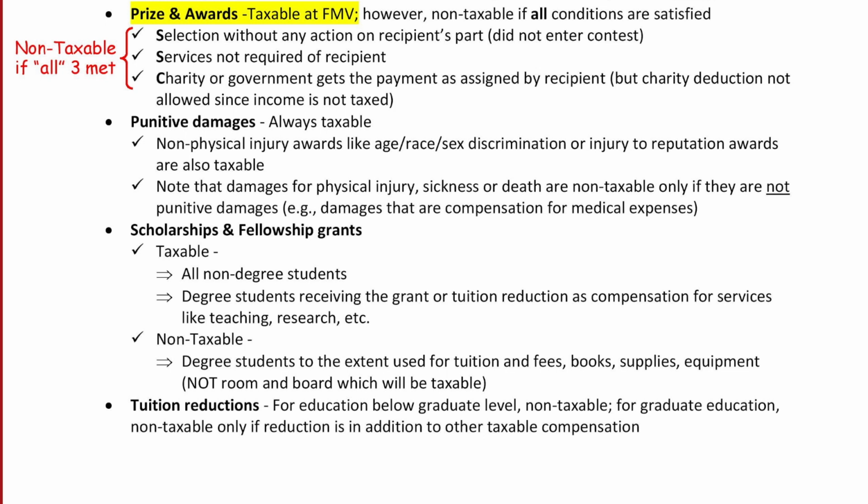Next, highlight punitive damages. So here, the taxpayer was a victim of age or race or sex discrimination, and now the taxpayer is receiving a punitive damage award. So that's other income. Note that the word punitive comes from the word punishment. So the other guy who had discriminated against the taxpayer is now being punished, and he's having to pay punitive damages, which is actually income for the taxpayer in question.